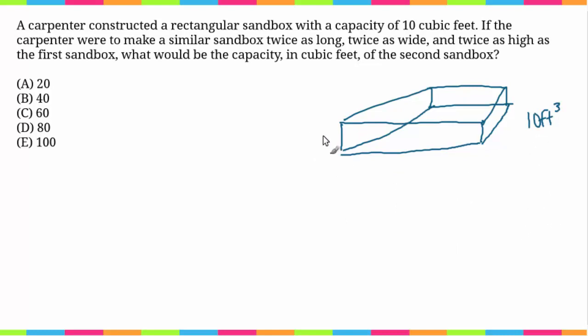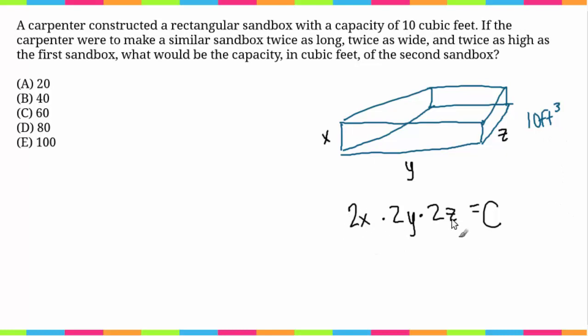So let's say that this is some height x, this is some length y, and some depth, or I guess it calls length z. So if he were to make a new sandbox with twice all of these dimensions, what would we have? We would have 2x times 2y times 2z equals our new capacity, which I'll just call big C. Because remember in this first sandbox, we would have x times y times z equals 10 feet cubed.